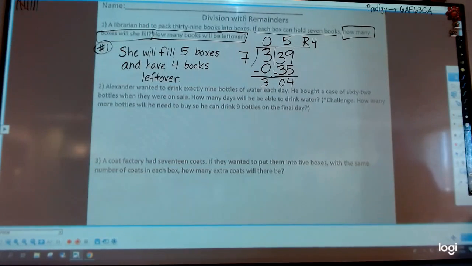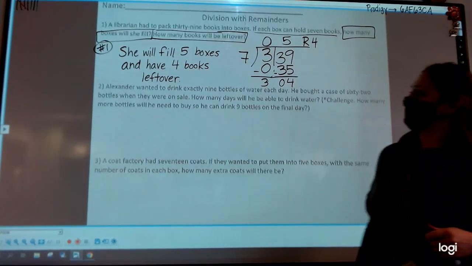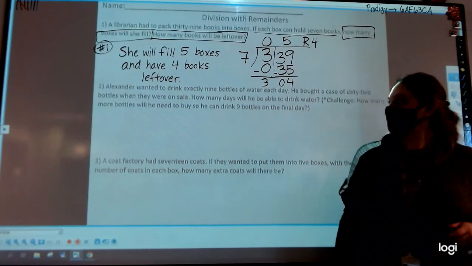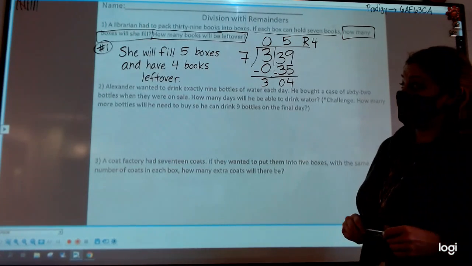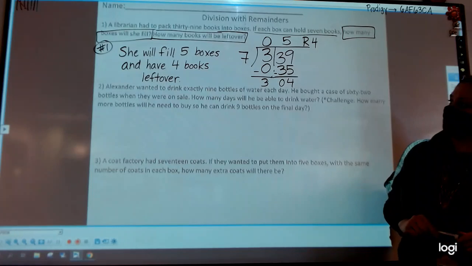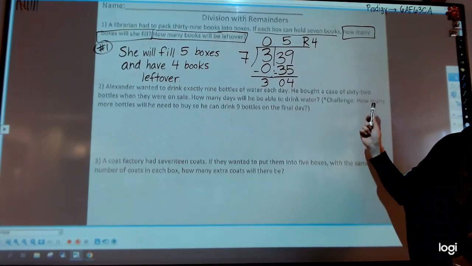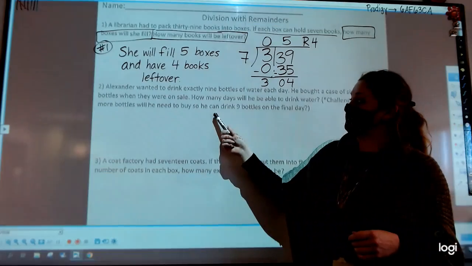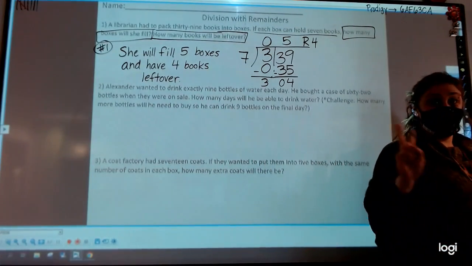All right, number 2. Alexander wanted to drink exactly 9 bottles of water each day. Wow, that's a lot. He bought a case of 62 bottles when they were on sale. Wow. How many days will he be able to drink water? Okay, and then there's a challenge. How many more bottles will he need to buy so he can drink 9 bottles on the final day? So we have 2 questions again, right?